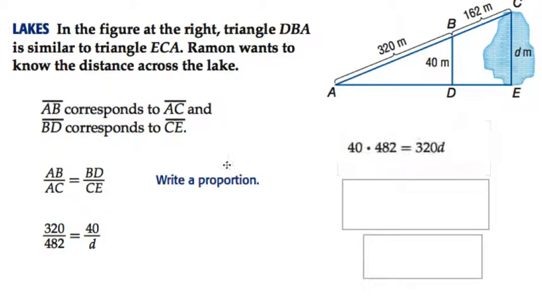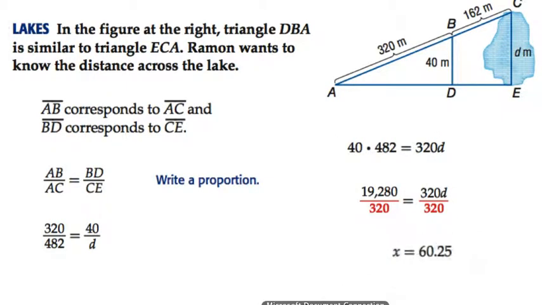So now we can do the cross products. We get 40 times 482 equals 320 times d. To get d by itself, we need to divide both sides by 320, and we get d equals 60.25. So the distance across that lake is 60.25 meters.